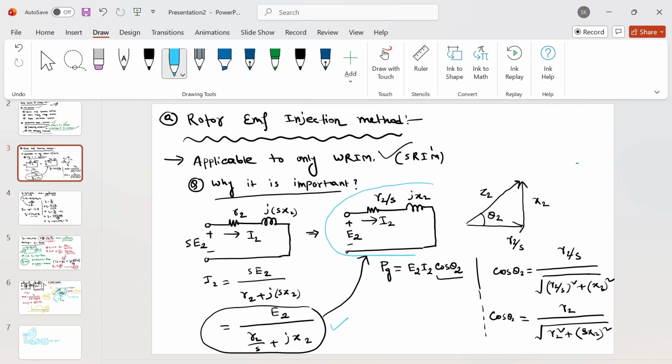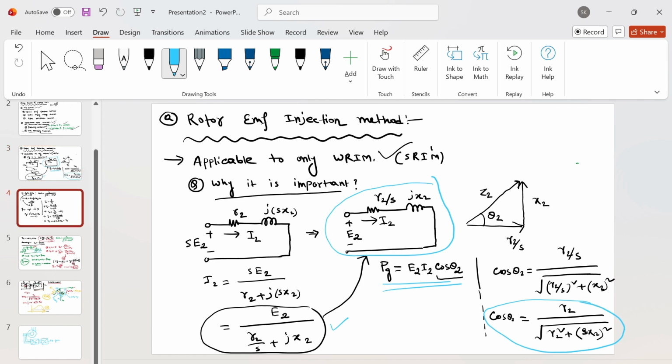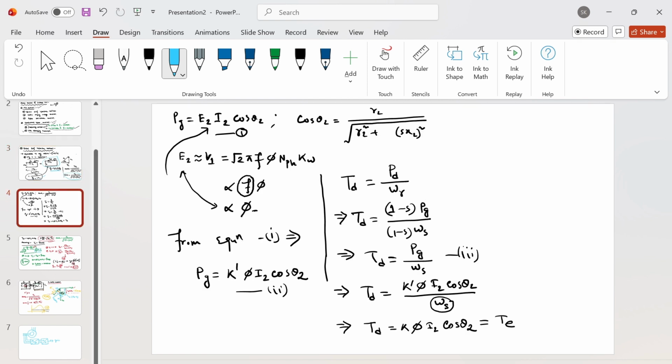This is the rotor per phase circuit, and this is your air gap power, and this is your rotor power factor cos theta 2, and there are the equations and all. One more thing, you can also see here that E2 is the induced EMF at the rotor at standstill condition, and this E2 is constant if you are not changing V/f and all. So from equation number one itself, since E2 is constant, PG is basically K I2 cos theta 2, like here.